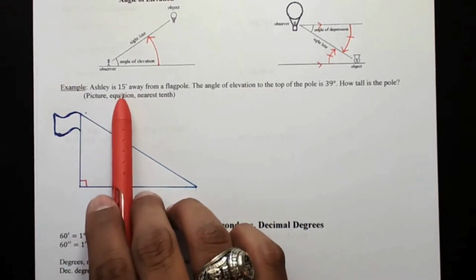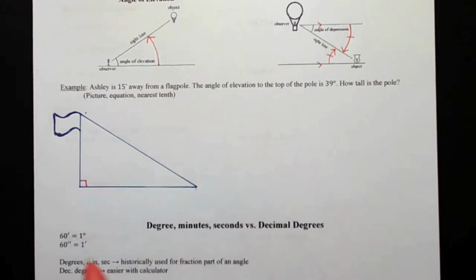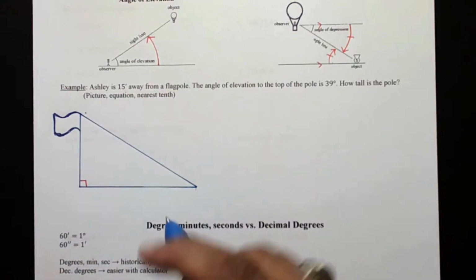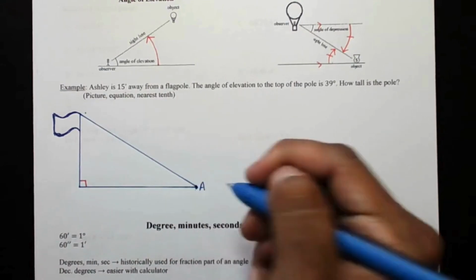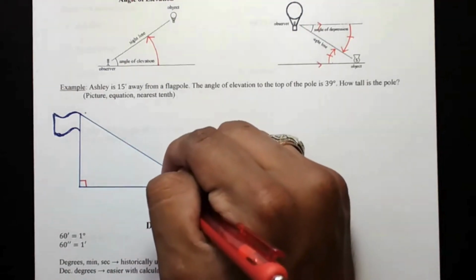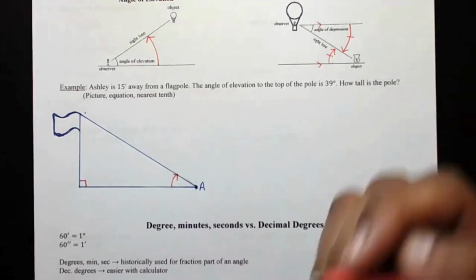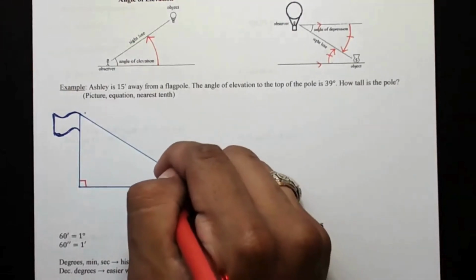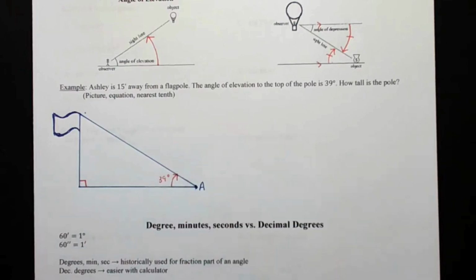But we have Ashley that is 15 feet away from the flagpole. So we can say that Ashley is right here. This is her line of sight. The angle of elevation to the top of the pole is 39 degrees. So if you go from her horizontal line of sight and look upwards, that's the 39 degrees. Again, coming from a horizontal.